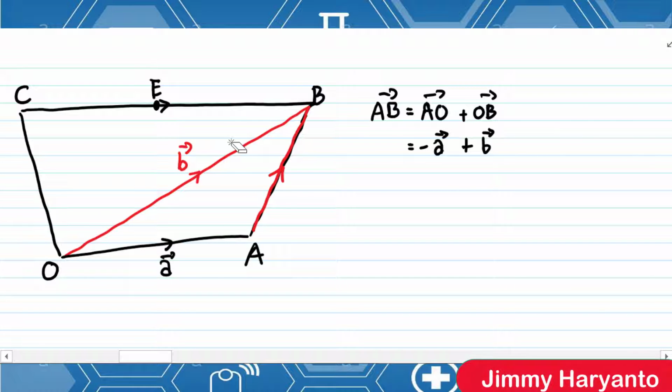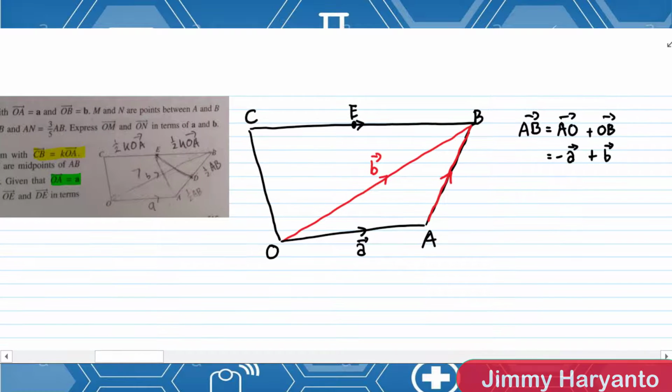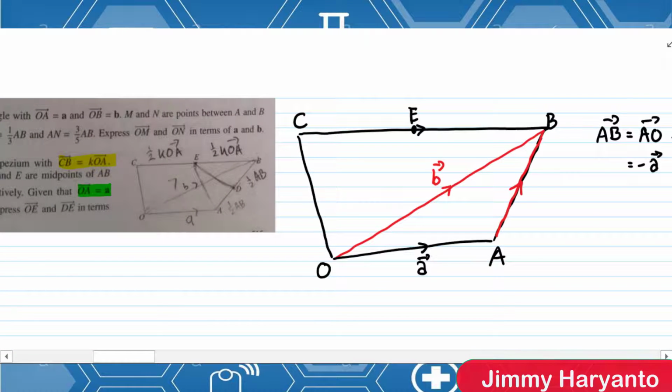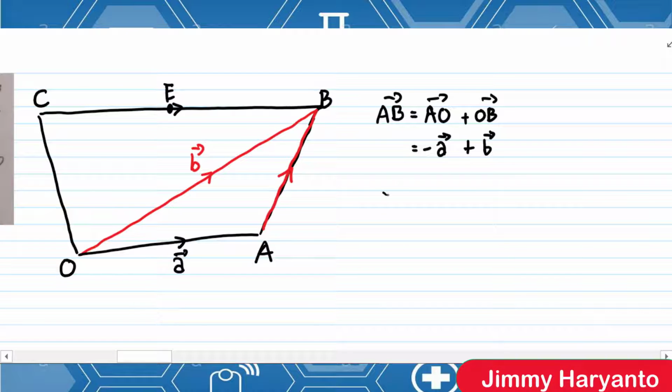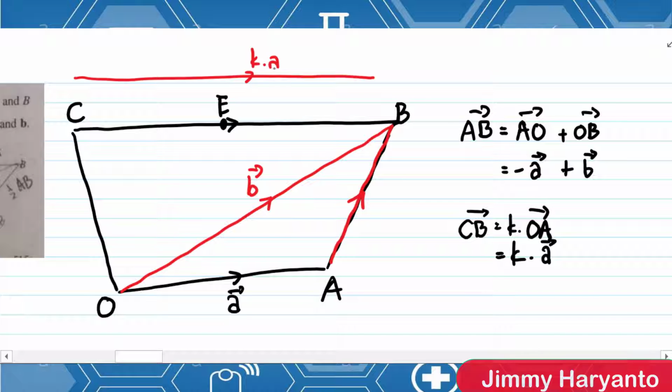Okay, after that I can remove this highlight. And then after I get AB, what can I do next? Can we find CE, CB? Of course not. Can we find OC? We cannot also. Okay, after that, CB ada nih. So I have CB equals K times OA. Because we already know OA, CB equals K times A.